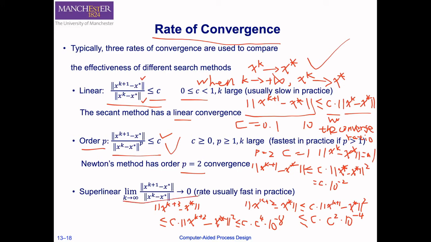If this condition is satisfied, then the rate of convergence is superlinear. The superlinear rate is usually fast in practice, as we have seen with the secant method and Newton's method. Actually, Newton's method has quadratic convergence. The secant method has a linear convergence. From the rate of convergence, you can also see Newton's method is much faster than the secant method.